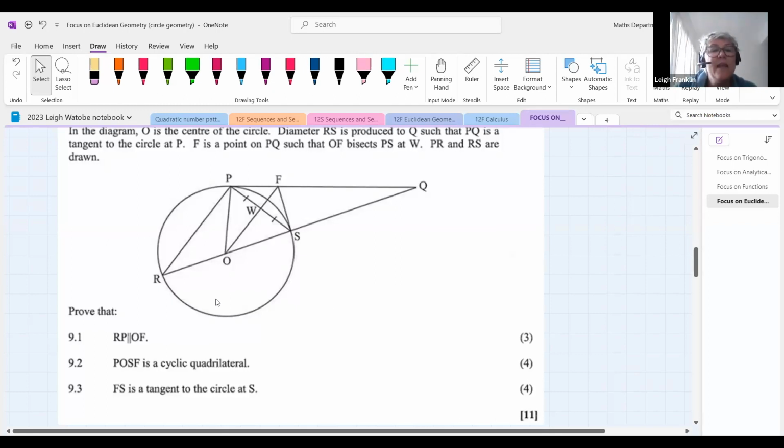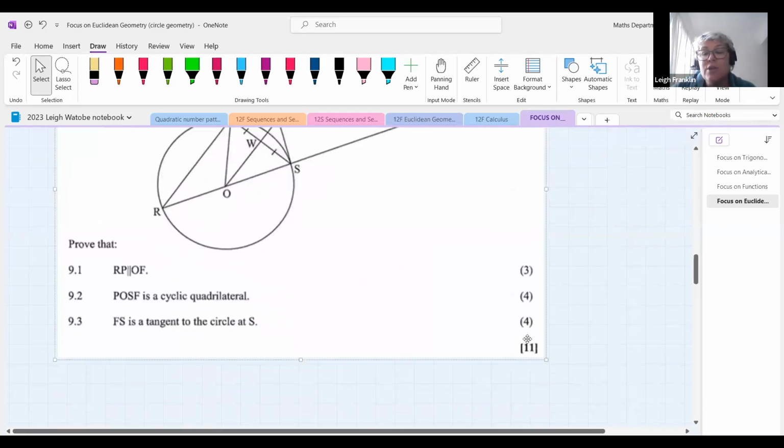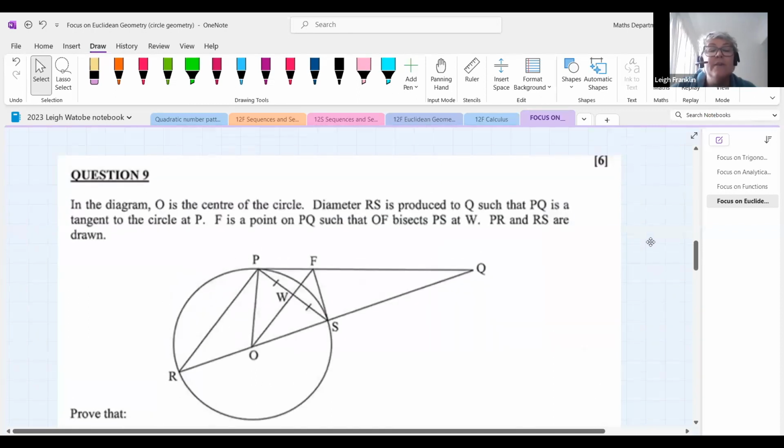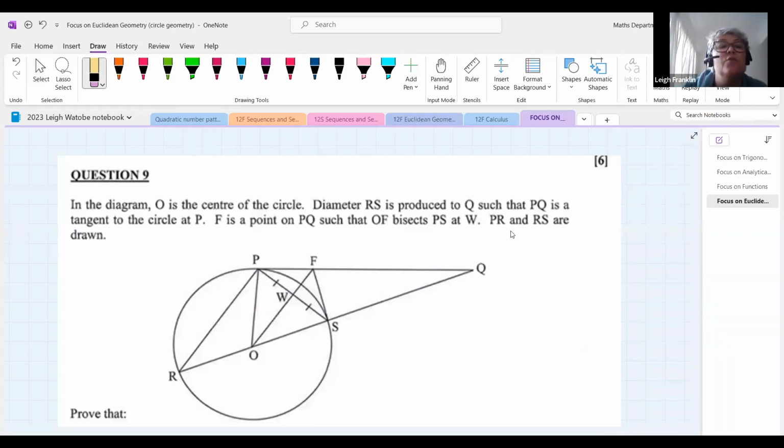So in this case here, let's start by reading the information. I think what I'm going to do is make this even bigger so that it's really easy for us to see everything that's going on. In the diagram, O is the center of the circle. So again, when we read O is the center of the circle, they must be telling us that for a reason. It could be angle at center is twice angle at circumference. It could be because we've got equal radii.